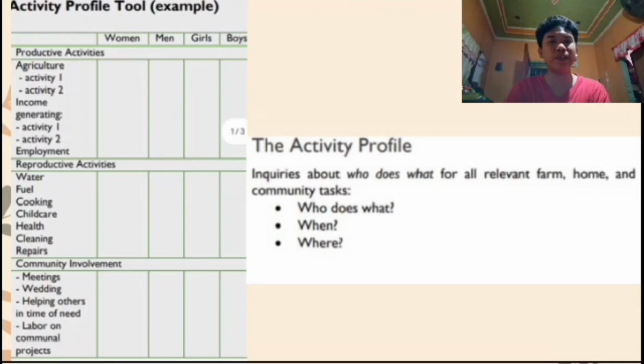In different activities, there's a table that determines which role can suitably fit in that specific task, such as these reproductive activities where gender is the most involved in these given activities. The Harvard Analytical Framework is way more efficient and easy to use.